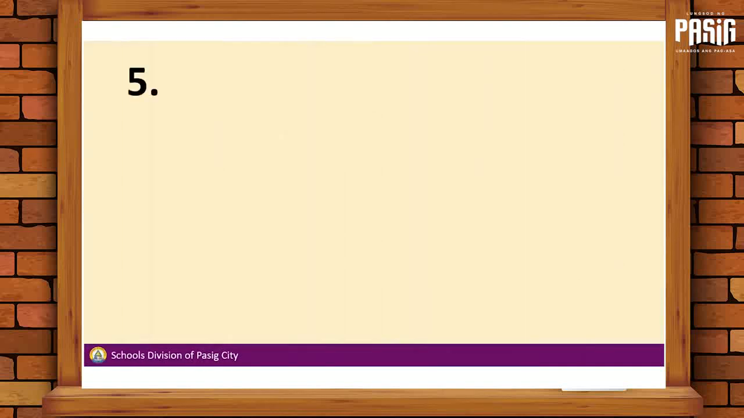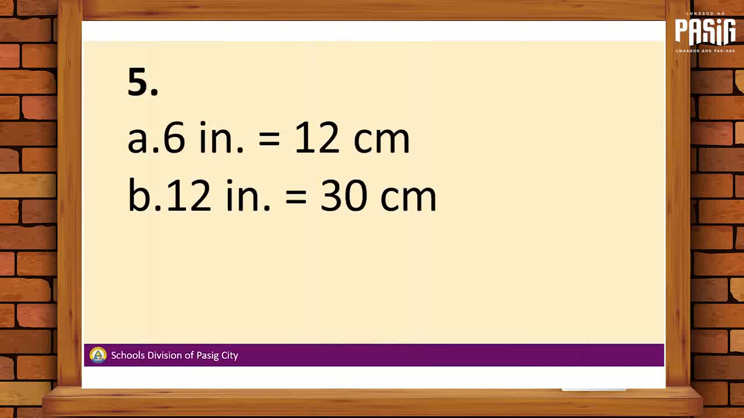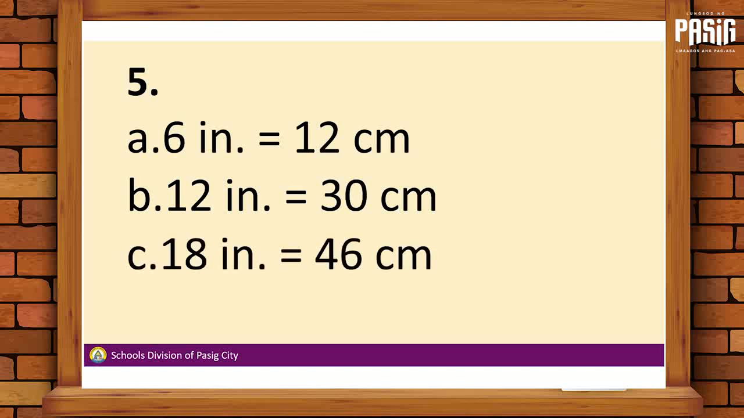Number 5. Is it A? 6 inches is equivalent to 12 centimeters. B. 12 inches is equivalent to 30 centimeters. Or C. 18 inches is equivalent to 46 centimeters. The correct answer is letter A. 6 inches is equivalent to 12 centimeters.